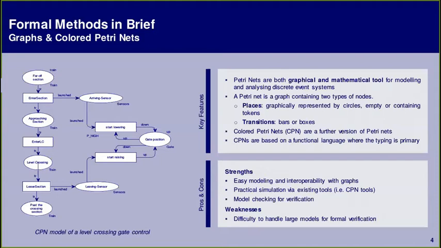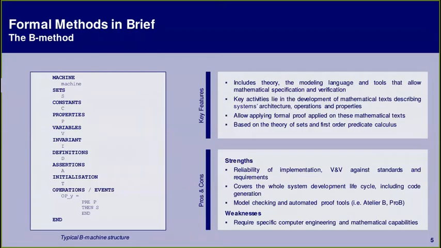A Petri net is itself a graph containing two types of nodes. First, the places, graphically represented by circles, which can contain tokens, and second, the transitions represented by bars or boxes. Places and transitions connect to each other via directed arcs. These arcs can only link a place to a transition or a transition to a place. Moreover, another formal method is used in our work, the B method.